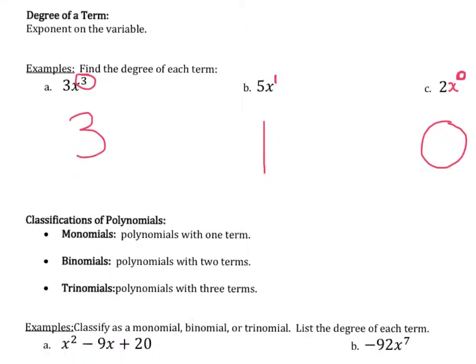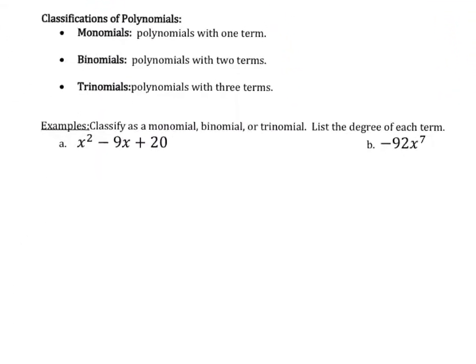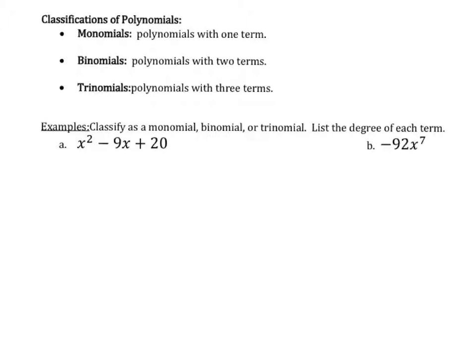Some other definitions that I want you to know are definitions that we use to classify polynomials. There's 3 classifications. Monomials, notice the prefix mono here. That mono means 1. And so monomials are polynomials with 1 term. Here we have binomials. Bi is the prefix here. Bi means 2, so that's going to be a polynomial with 2 terms. And then last but not least, we have trinomials. Tri, prefix here, means 3, so it's going to be a polynomial with 3 terms.